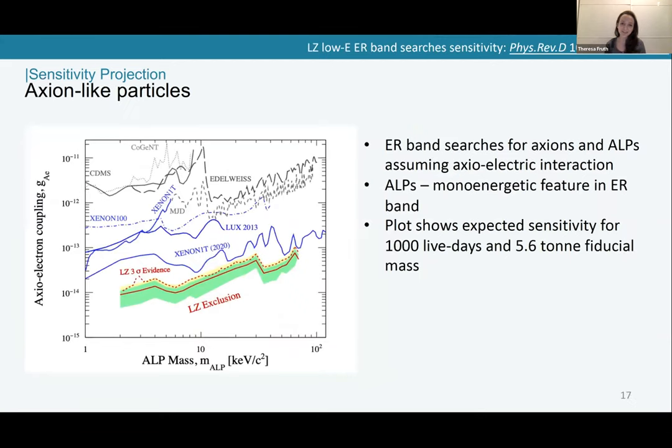And of course, there's a lot of excitement about low energy ER band searches since the XENON1T result a few years back. And LZ is really excited to get to probe that and see if there are any physics reasons for that excess seen. In ER band searches, there are various things you can look for: mirror dark matter, axions, axion-like particles. Here I'm showing just a plot for axion-like particles. There's a lot more in this paper up here. The LZ exclusion curve after a 1,000-day live run is projected down here. We also indicate, if we were to see an excess, where our 3 sigma evidence would lie.